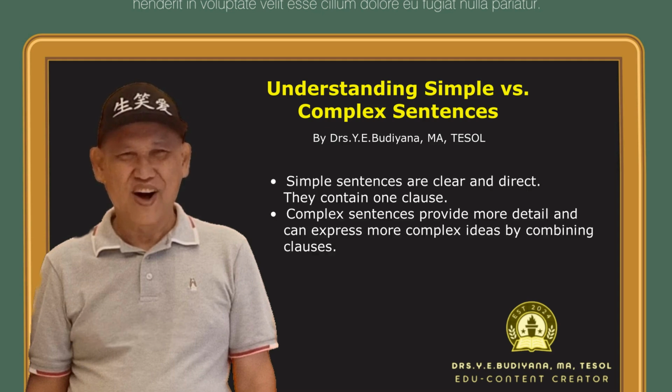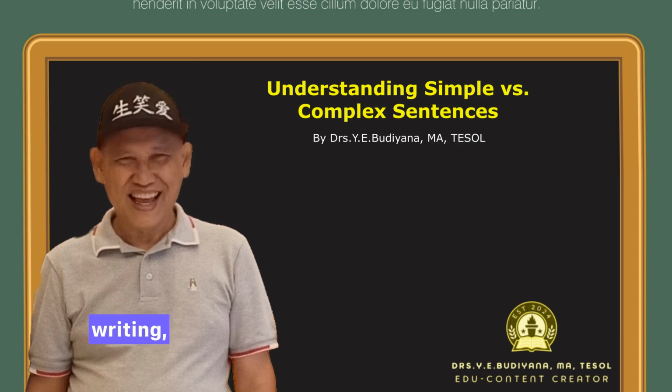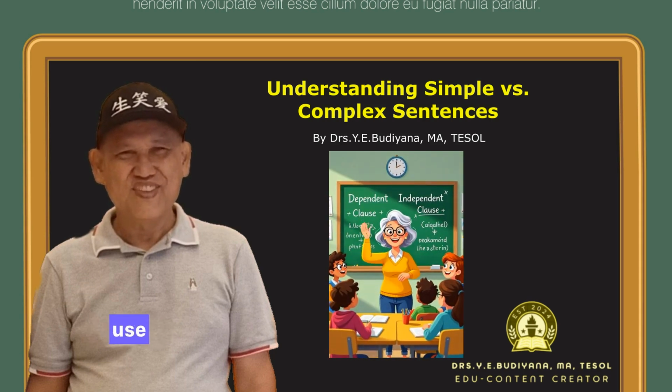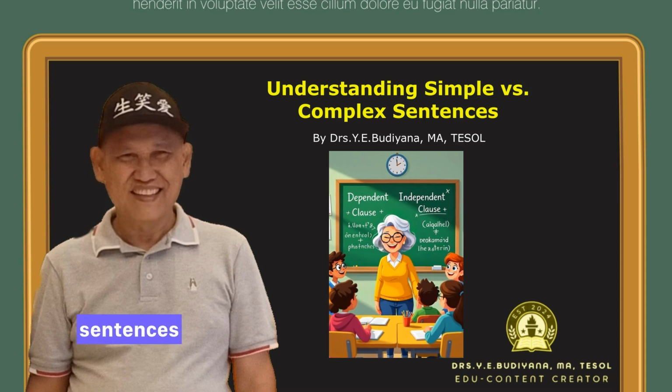To summarize, simple sentences are clear and direct. They contain one clause. Complex sentences provide more detail and can express more complex ideas by combining clauses. So the next time you're writing, think about how you can use both simple and complex sentences to make your writing more interesting.